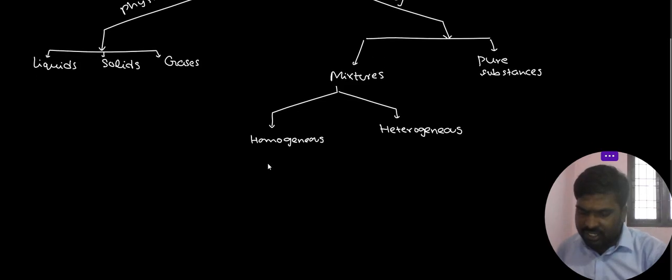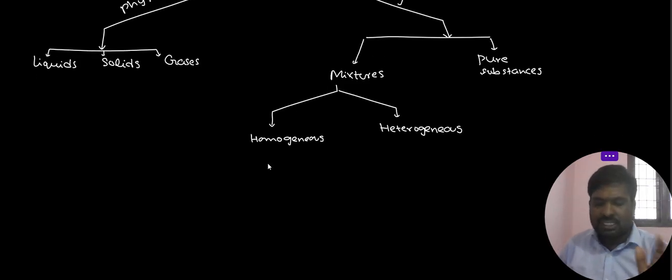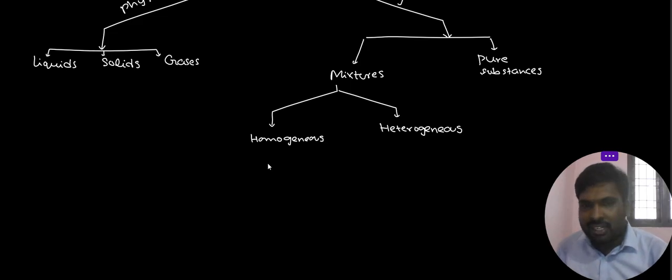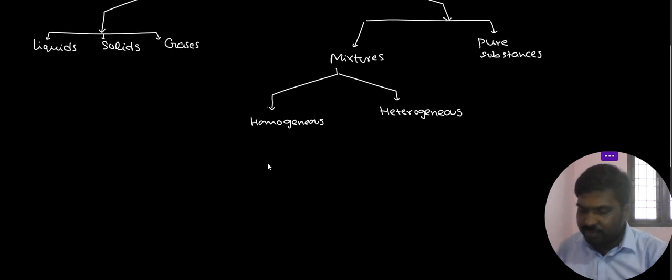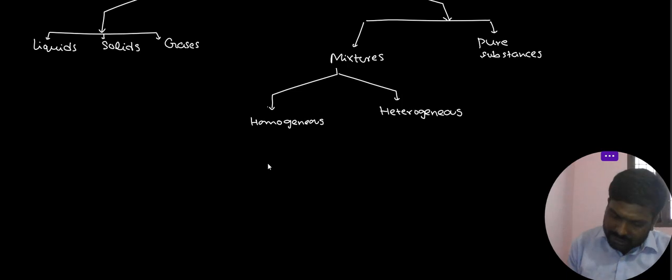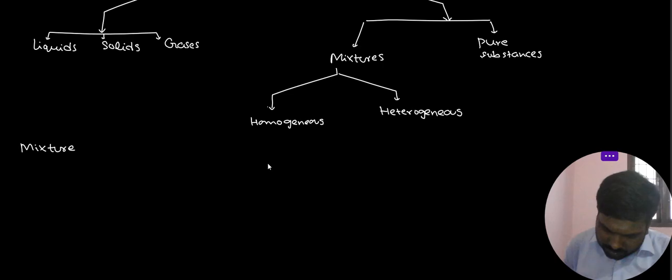Now that physical classification we know well: liquids, solids, gases. Gases don't have definite shape and definite volume. Solids have definite shape and definite volume. Liquids have definite volume but indefinite shape. Now we will discuss chemical classification: mixtures and pure substances. Mixtures. First one, homogeneous mixtures.